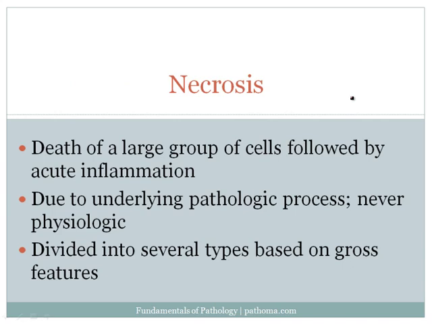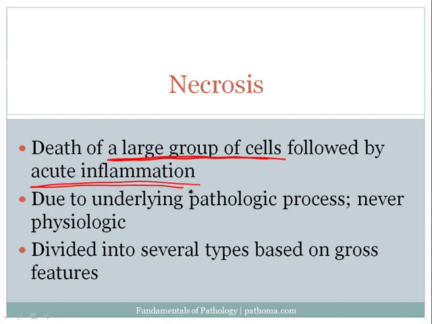So necrosis. Again, necrosis is death of a large group of cells. That's important. And very important is that it is followed by acute inflammation. This is going to come into play later when we cover inflammation, but I'd like to stop here and stress this point. There are two processes that result in acute inflammation. The first, and the most commonly thought about, is when you get an infection. If you get a bacterial infection, you're obviously going to get acute inflammation. But the second driving factor for acute inflammation is actually necrosis.